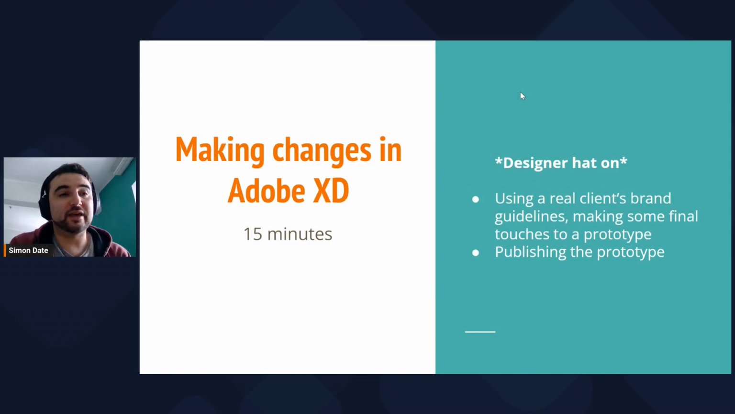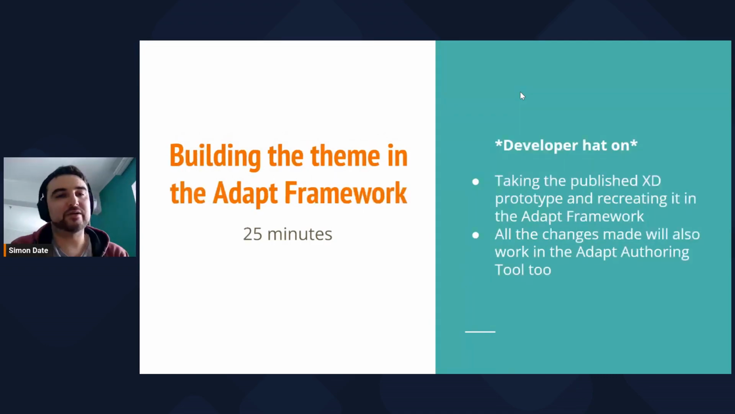Then I'm going to be using the UI Kit itself, which is an Adobe XD product, and recreate one of my own clients' brand guidelines. I'm going to prototype it, publish that project, and recreate it in the Adapt framework. I think this will be done in the framework, just because it will be slightly faster for me to work that way. But if you're using the authoring tool, everything I do will be pretty easy to do, either the same way or with a slight modification. So yeah, let's begin.